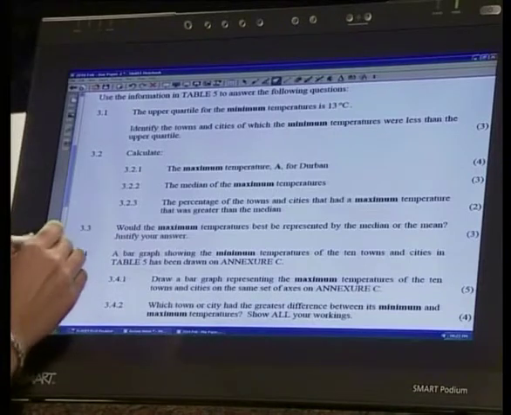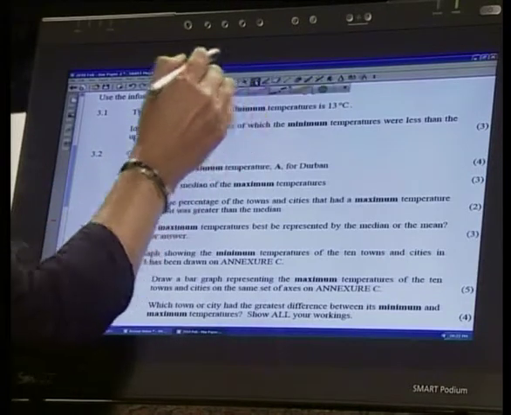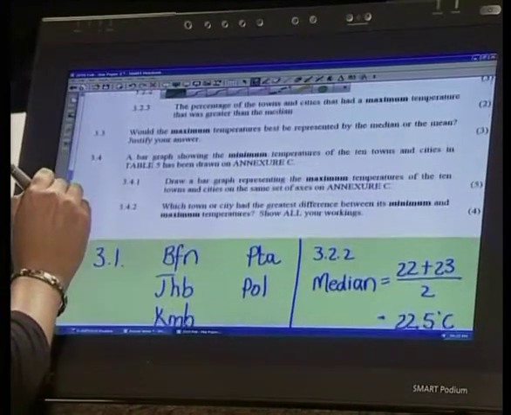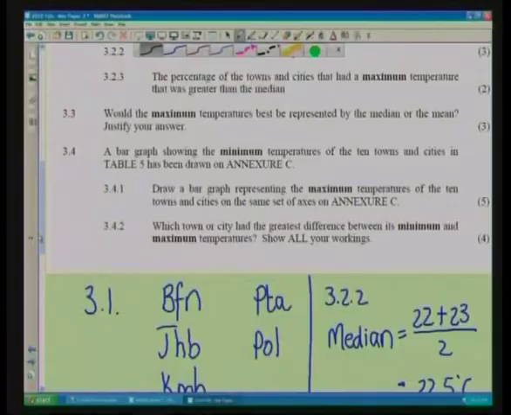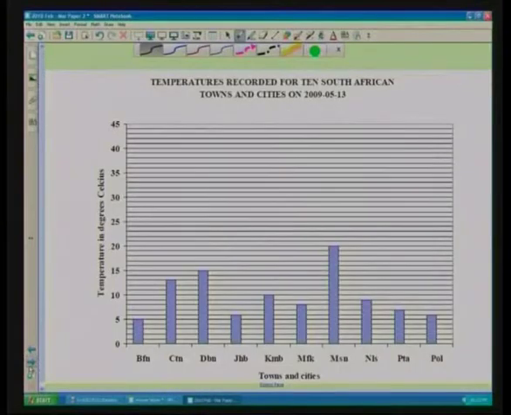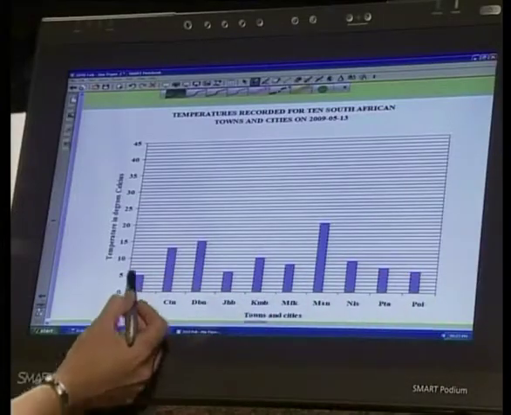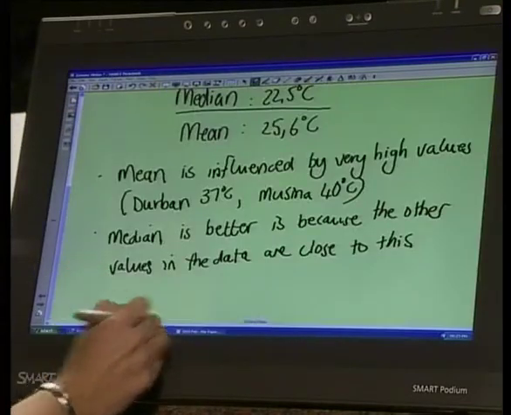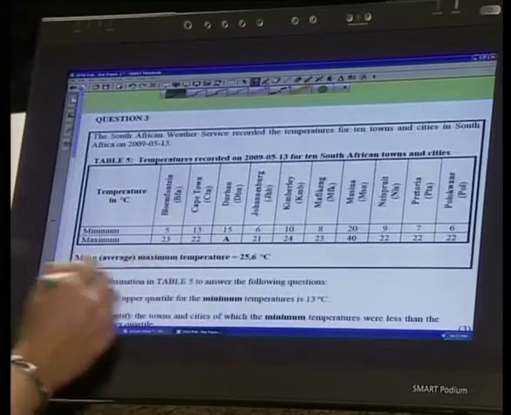Okay, I'm going to answer just one more, and then Peter's going to be back. So let's quickly have a look at the next part of the question. The next part of the question asks us to draw a bar graph. They tell us that the bar graph showing the minimum temperatures of the 10 towns and cities has been drawn on Annexure C. So let's just quickly have a look at that. That would be given to you on your annexure at the back of your question paper. And you can see they've got all the 10 towns and cities, and they've put the minimum temperatures on that graph.